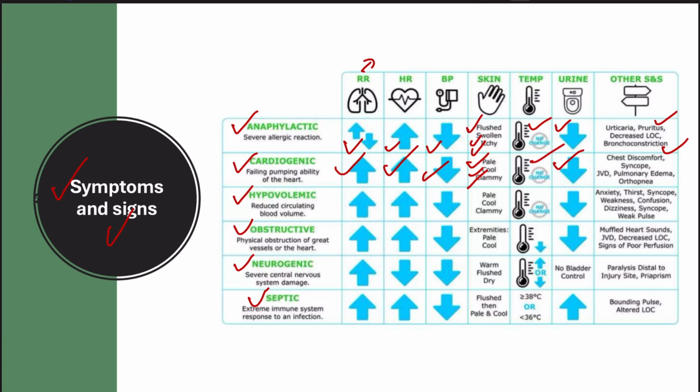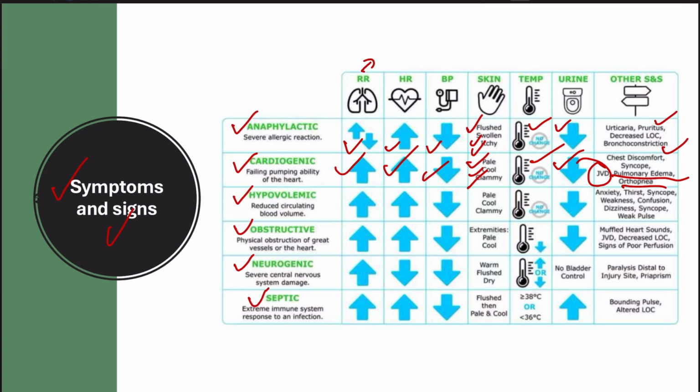Apart from this, since there is obstruction to the flow of blood out of the heart, this will lead to jugular venous distension. So the jugular veins will be dilated in this case, and it can also lead to pulmonary edema and orthopnea.